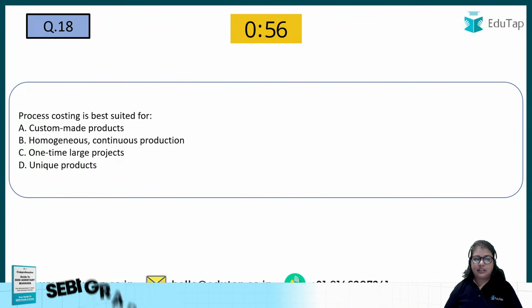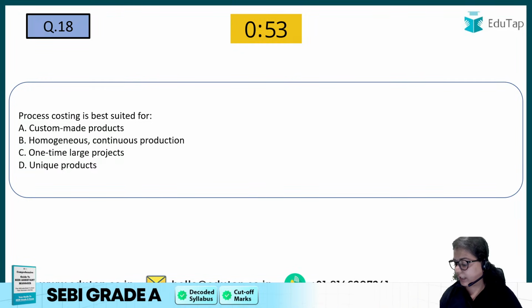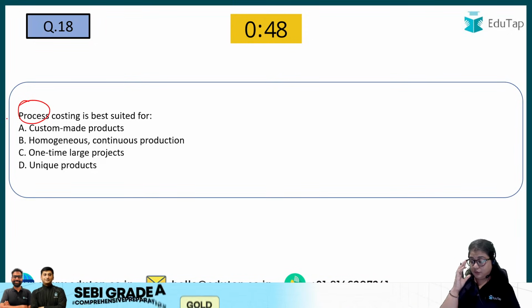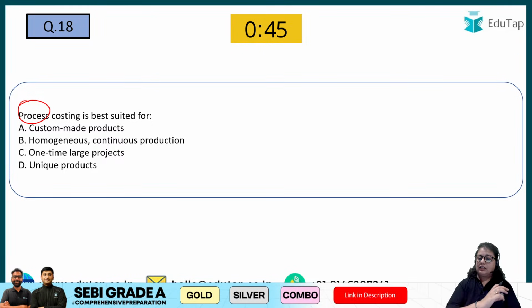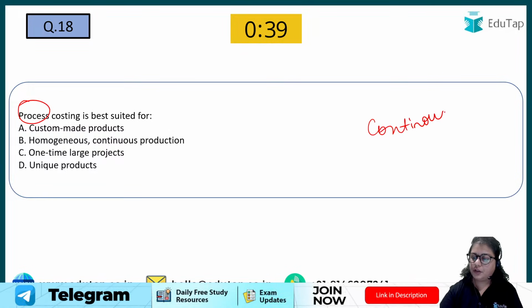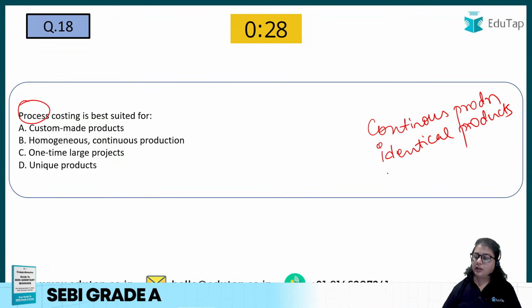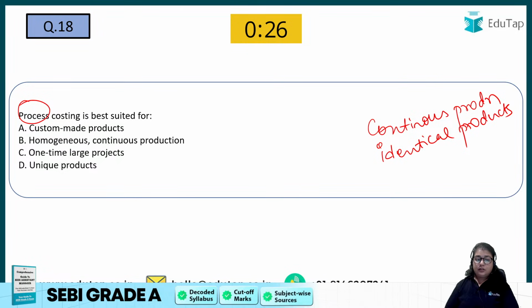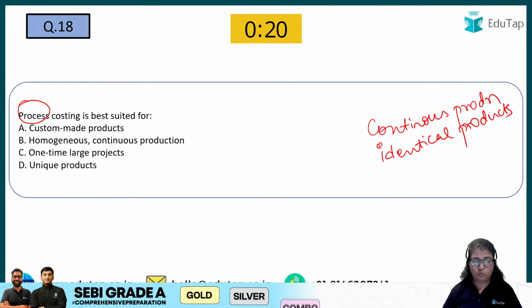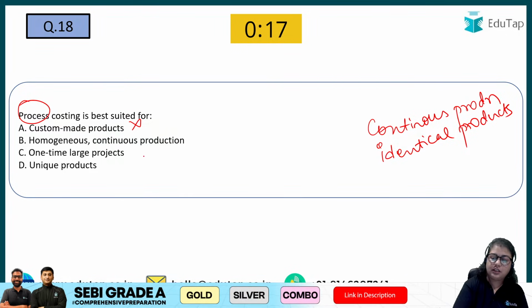Next, process costing is best suited for. Now we have another method of costing, that is process costing. I hope you know the features of process costing, because there is a continuous process. So continuous production is being done here. And when do we do continuous production? When there are identical or homogeneous products, right? So can I say it is best suited for custom made products? No. Homogeneous or continuous production? Yes.